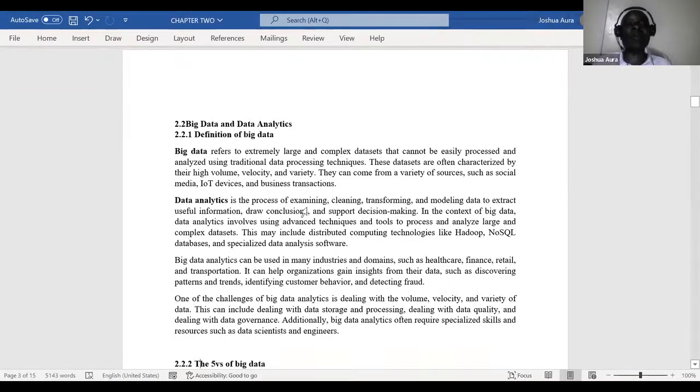Data analytics is the process of examining, cleaning, transforming, and modeling data to extract useful information, draw conclusions, and support decision-making. In the context of big data, data analytics involves using advanced techniques and tools to process and analyze large and complex data sets. They may include distributed computing technologies such as Hadoop, NoSQL databases, and specialized data analysis software.